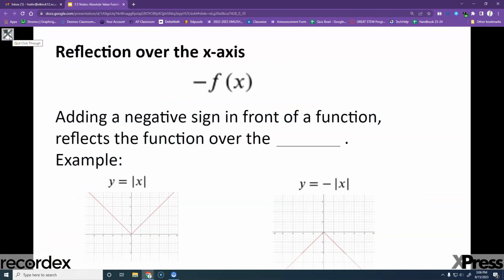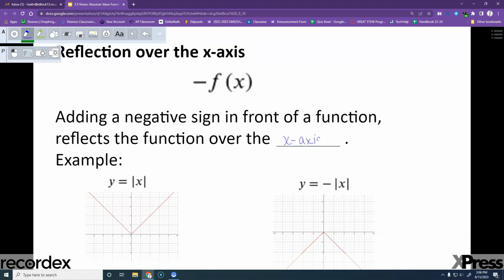All right, we can also reflect this graph over the x-axis. So adding a negative sign in front of a function reflects the function over the x-axis. So you can see here we have, again, that same parent function. If I put a negative here, it just flips that function upside down. So it reflects it over that x-axis.